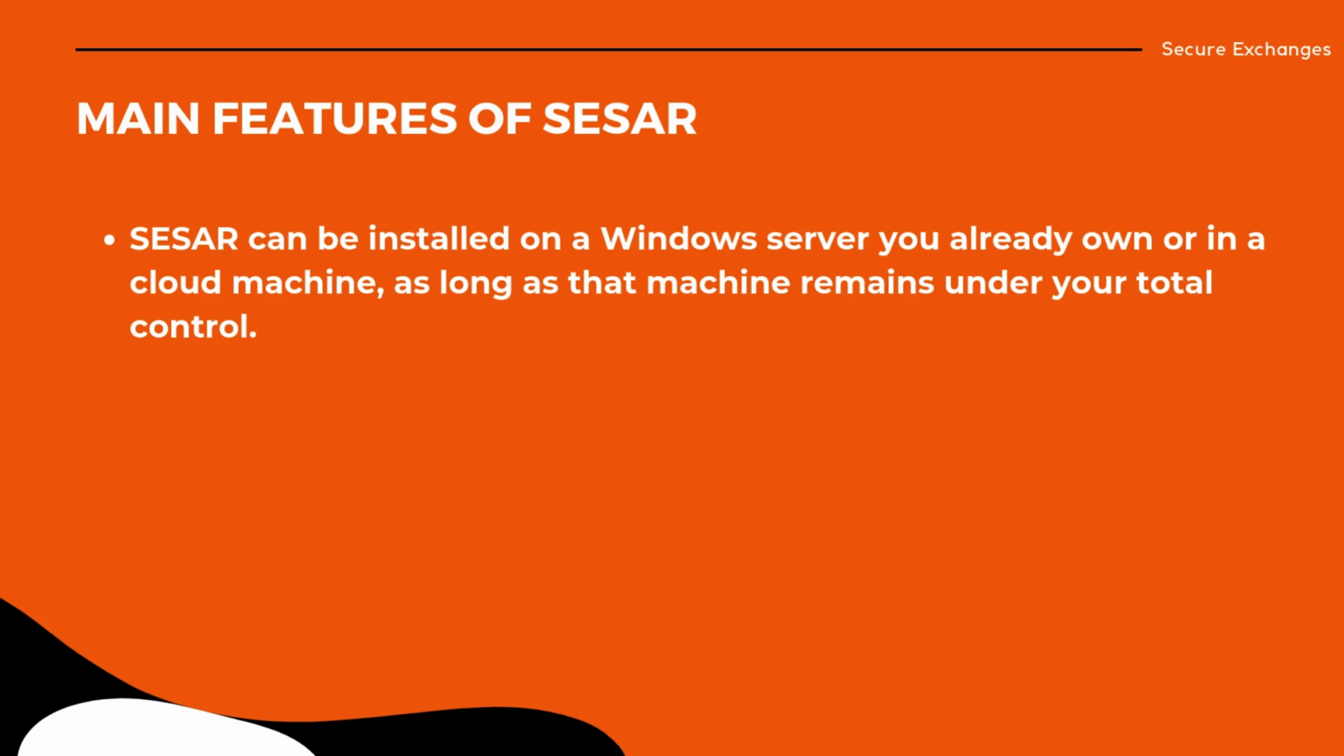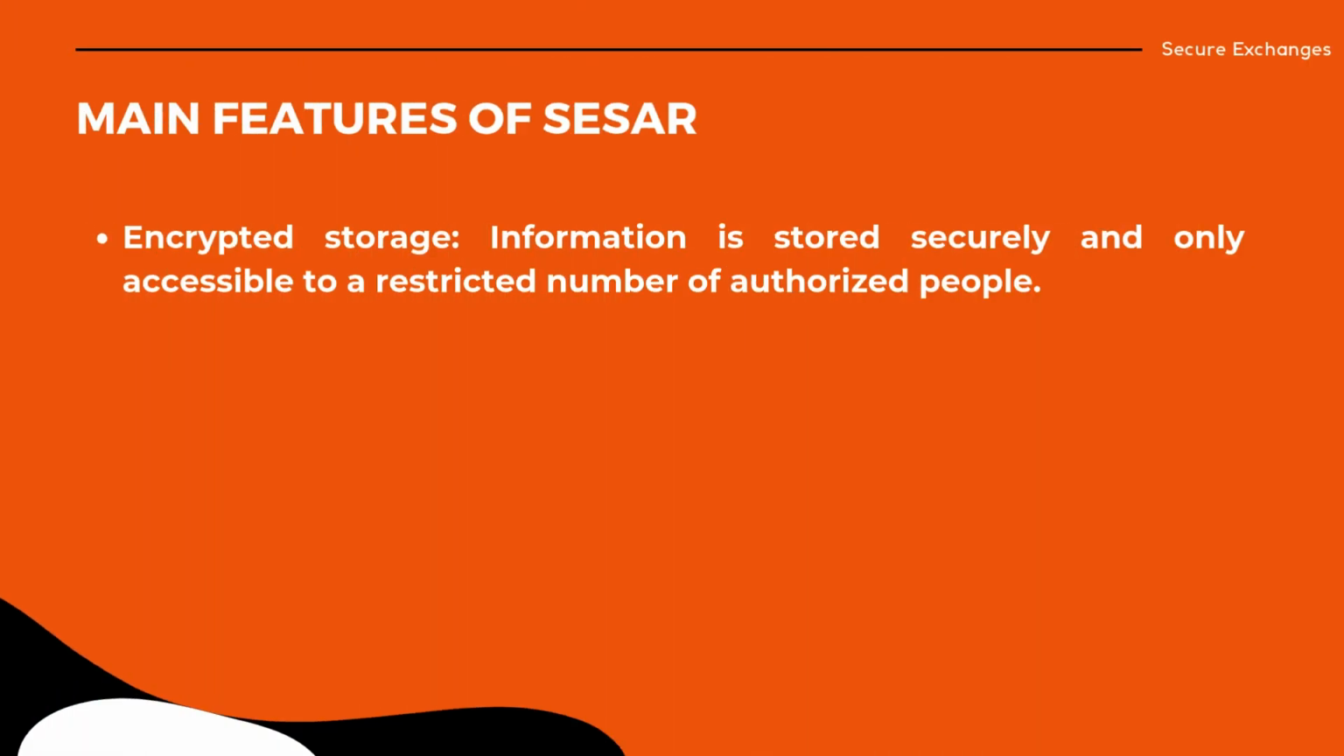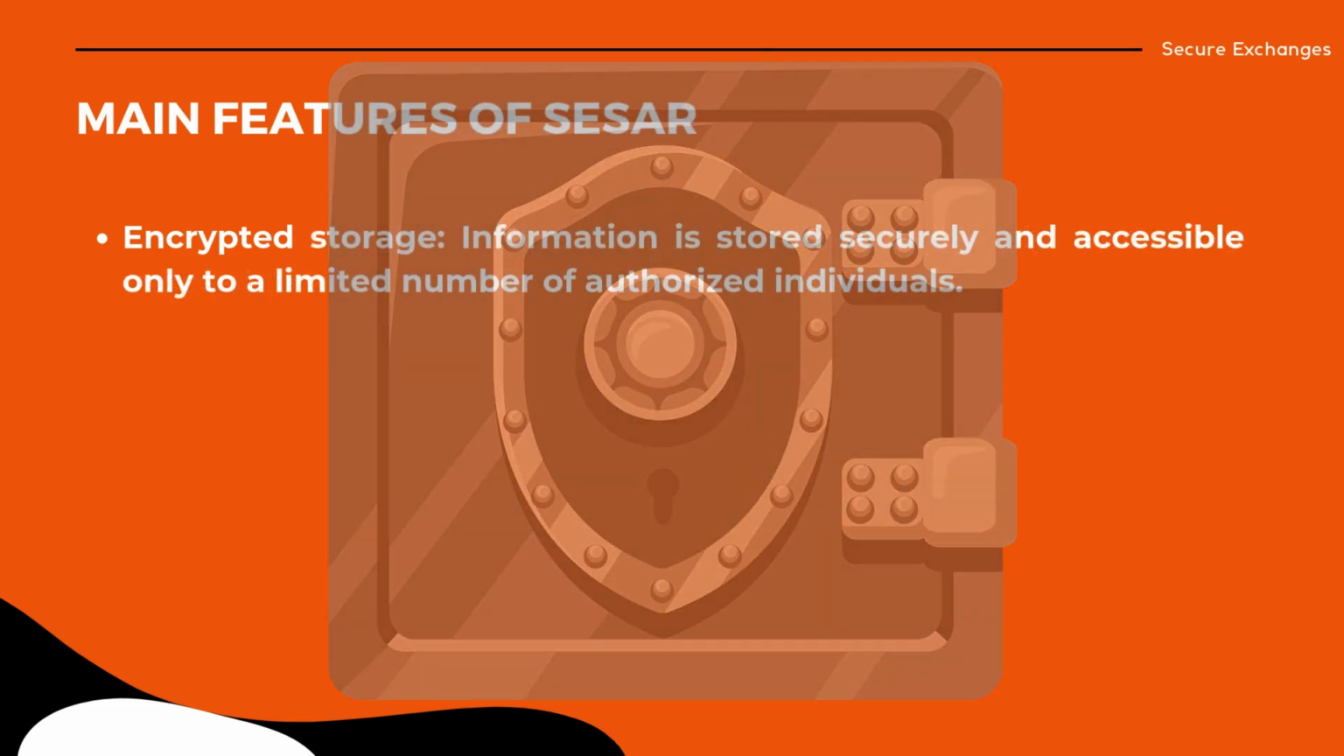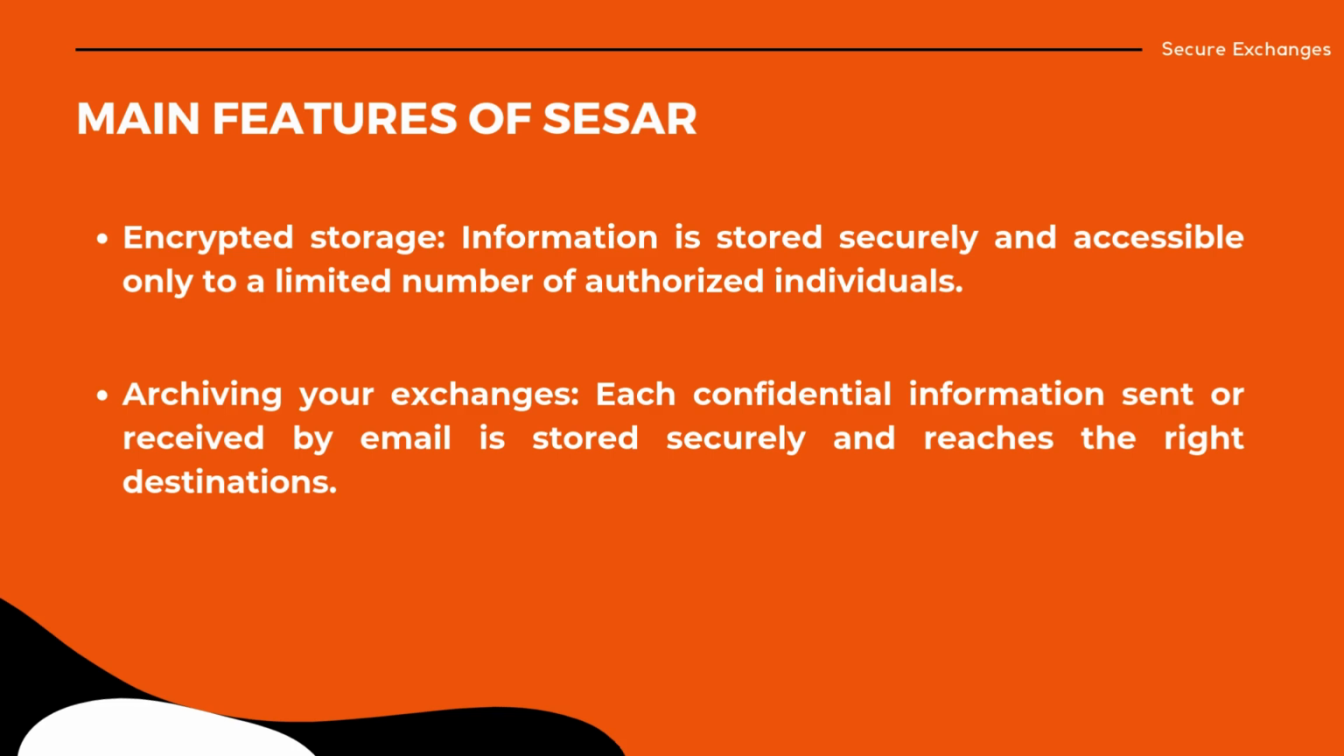SESAR can be installed on a Windows server that you already own or in a cloud machine, as long as this machine remains under your total control. The information it contains is stored securely and only accessible to a restricted number of authorized people. Imagine a double-locked vault where every confidential piece of information sent or received by email is stored in total security and reaches the right destinations.